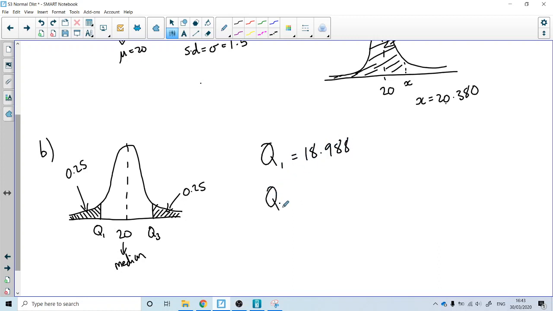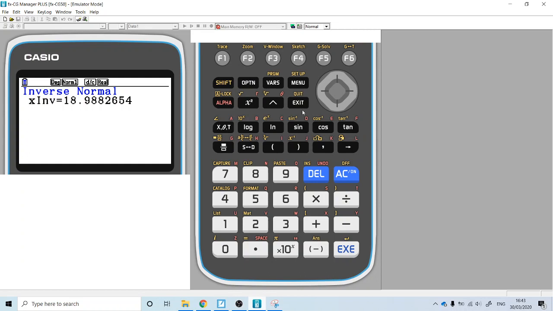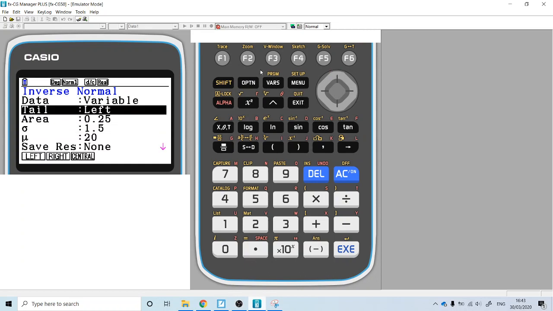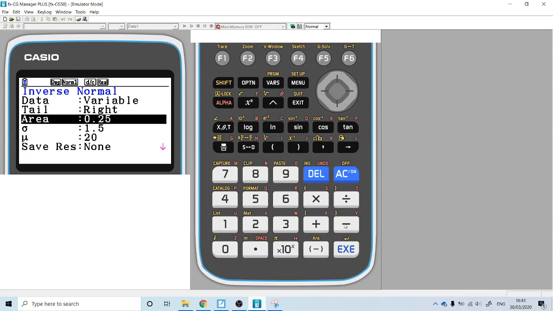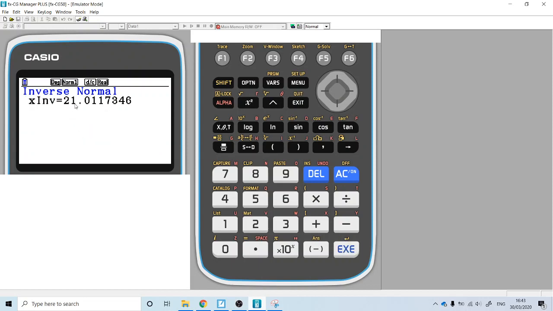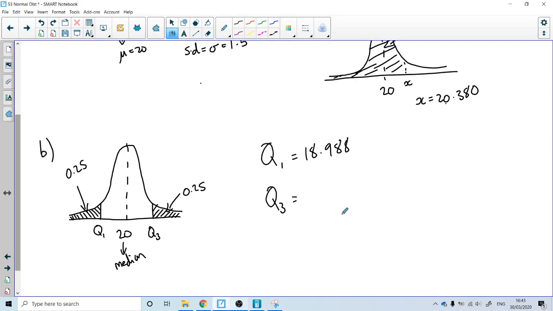18.988. And similarly for Q3, we're going to do exactly the same thing, but we know that the probability to the right of Q3 is 0.25. So we get Q3 is 21.012. Another way of working out Q3 would be to use the fact that this is symmetrical. So we know that the difference between 20 and Q1 is the same as the difference from 20 to Q3 because it's symmetrical. Or you could have done what I did.